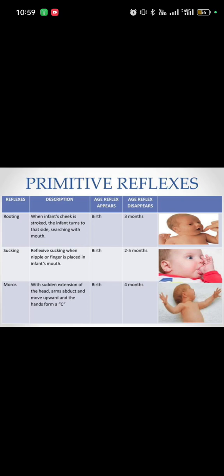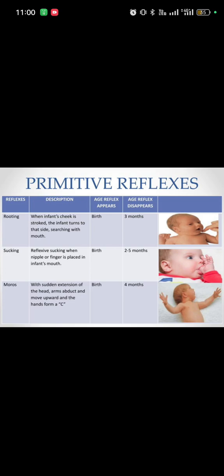Next, reflexes. Coming to the reflexes, first, the rooting reflex. What is this rooting reflex? When the infant's cheek is stroked, the infant turns to that side, searching with the mouth. If you stroke the cheek of the infant, the head will turn to that side, searching towards that finger. That is called rooting, finding the root. It appears at birth and disappears after 3 months.